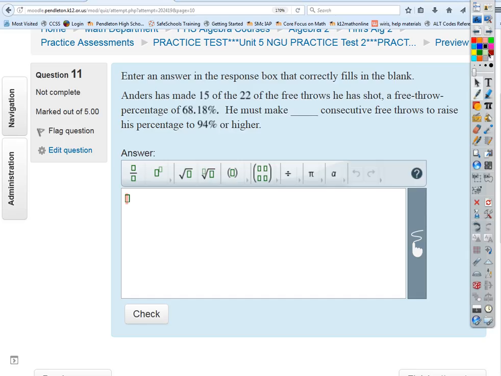So we're gonna let X equal consecutive free throws, right? And so then what has to equal 0.94? Whatever he starts with, the number of makes he had plus X, divided by his total attempts plus X, equals 94%, right? Okay, does that make sense? And then I'm just solving that, right? I could write this as 94 over 100 too, make it a fraction if I want to, might as well.